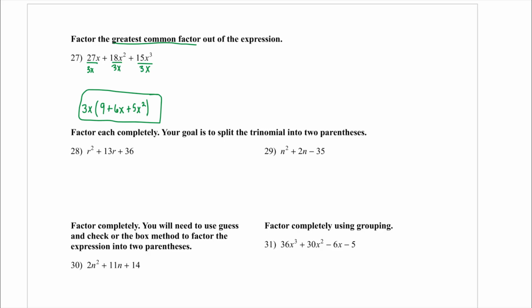28 and 29, it says factor each completely. I've given a hint here. Your goal is to split the trinomial into two parentheses. So 2 parentheses, that's our goal. Now, the way we do this is we are reverse FOILing.